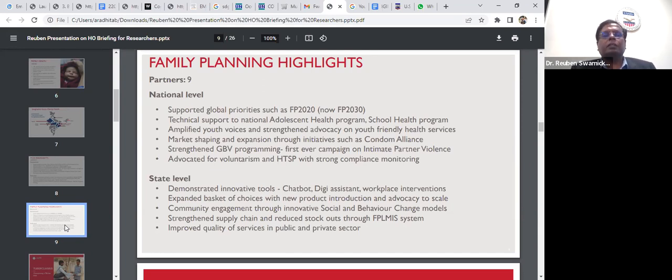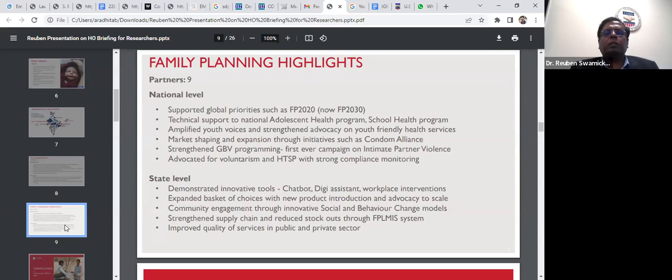We have a strengthened gender-based violence program. The first ever campaign is actually on intimate partner violence that we have taken on. And we always advocated for volunteerism with strong compliance monitoring. So nobody's forced into anything. It's always voluntarily done, but the options are provided. At state level, the number of innovative tools, and I know the word innovation has been much maligned and abused, but I'll give examples of innovations as we move forward so that you are aware.